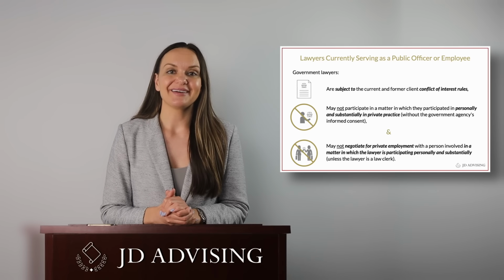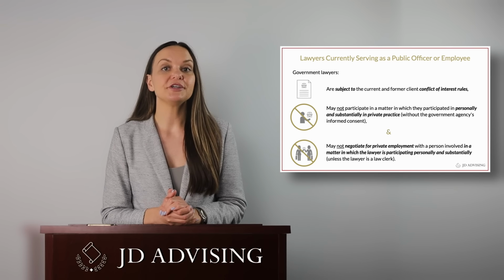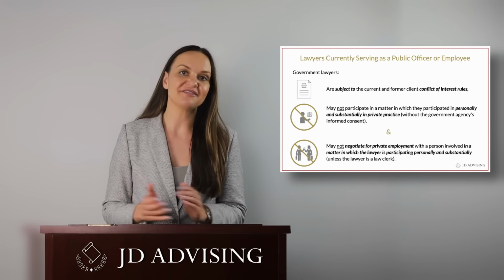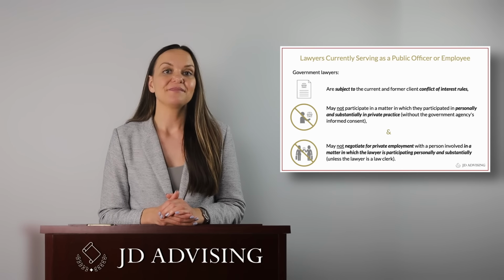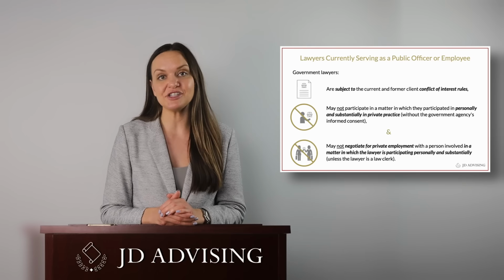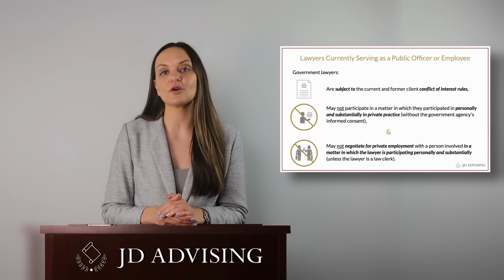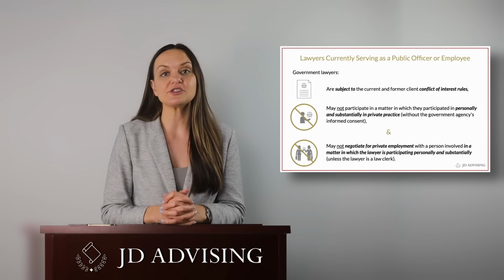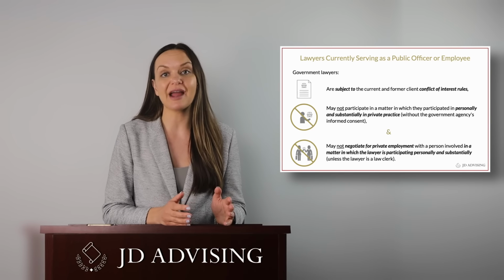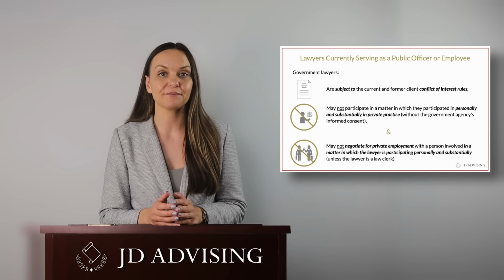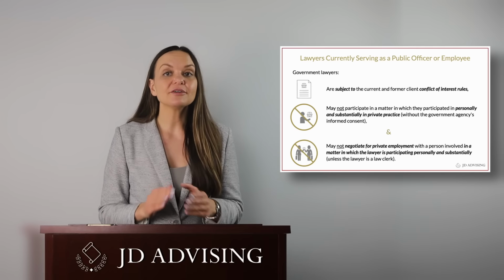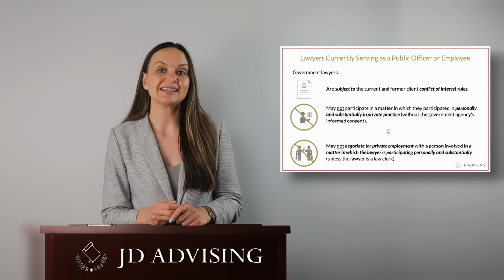So I'm going to stop there. Here you can see that this rule utilizes the words personally and substantially again, which we've already defined. Second of all, I said always pay attention to who has to give their informed consent. The good news regarding these last two conflict of interest rules regarding government to private work or private to government work: no matter what rule you're looking at between these two, the government is the party giving their informed consent confirmed in writing.